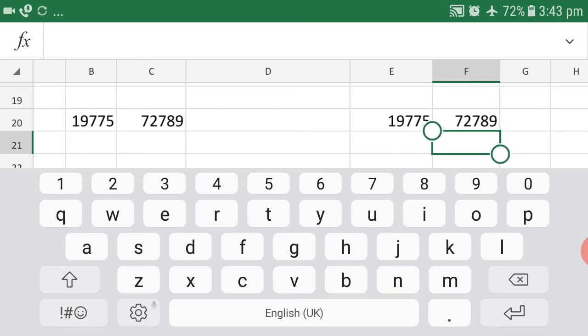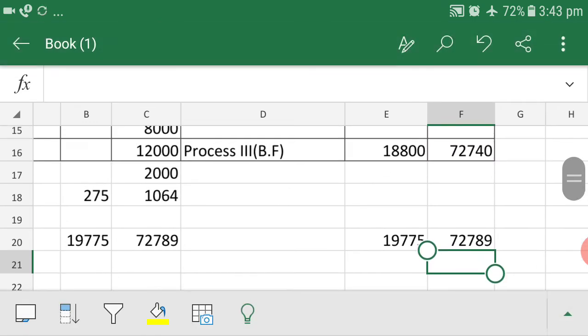Okay, so this process 2 account is over.